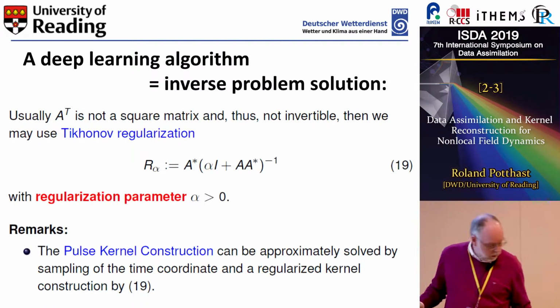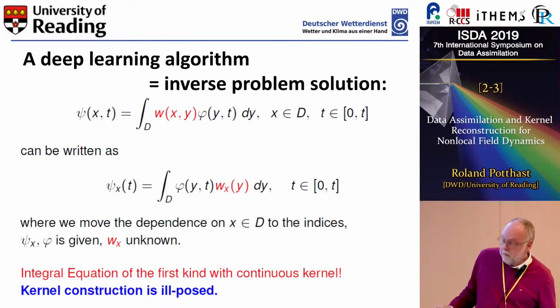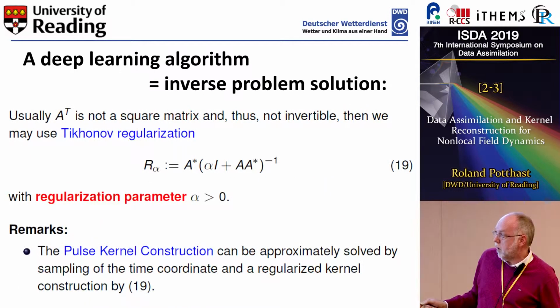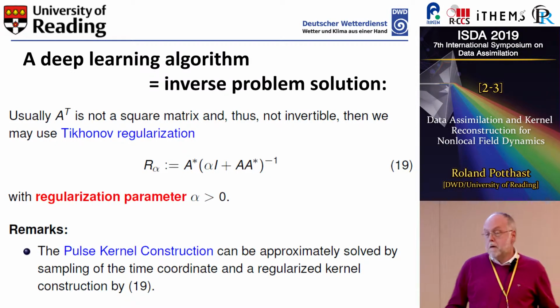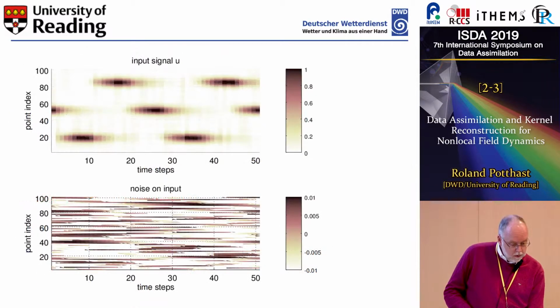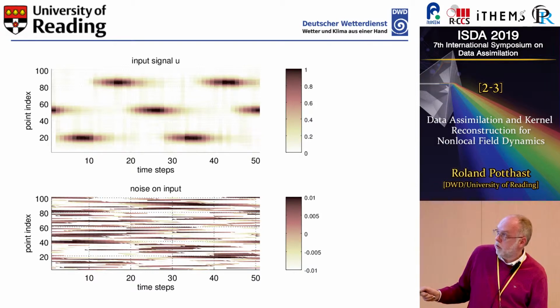So if we would use now A for this operator here, we basically solve this in a regularized way by Tikhonov with a regularization parameter, and so the pulse kernel reconstruction can be approximated by solving a family of integral equations. I show you some result here where this has been done for a delayed version of the Amari equation recently by Jehan.